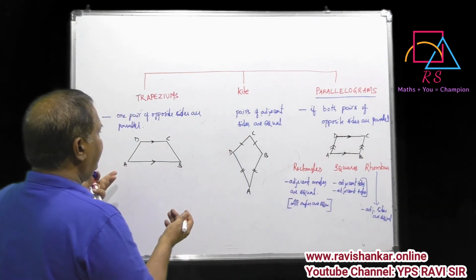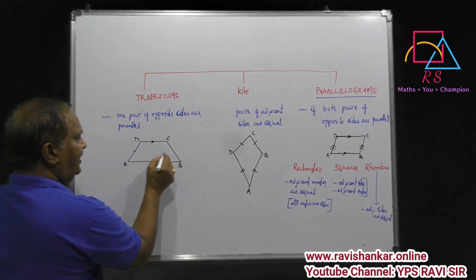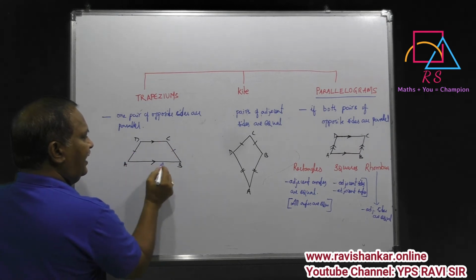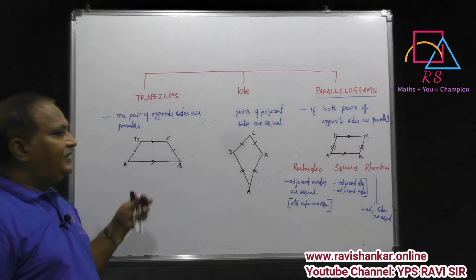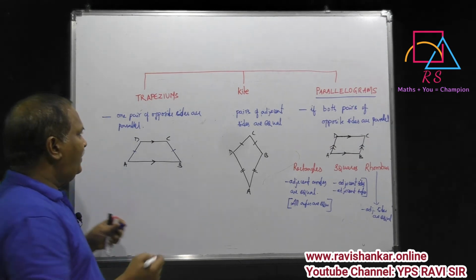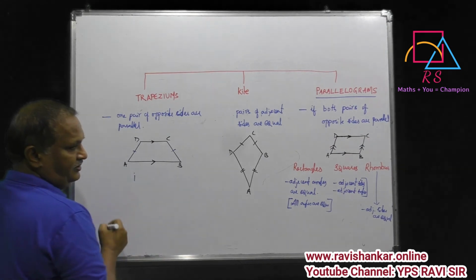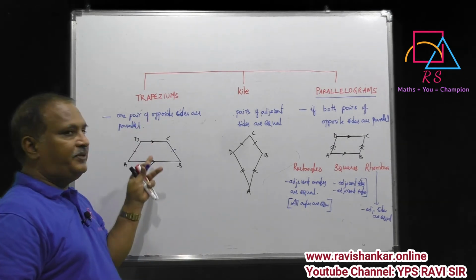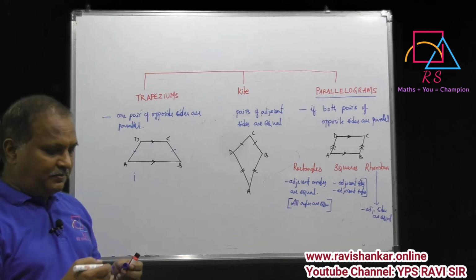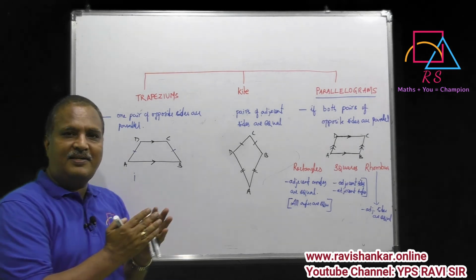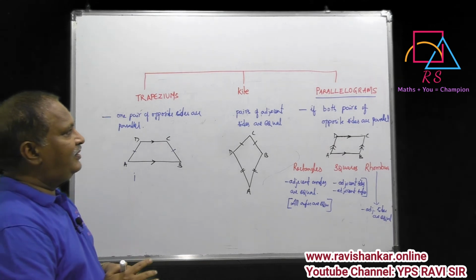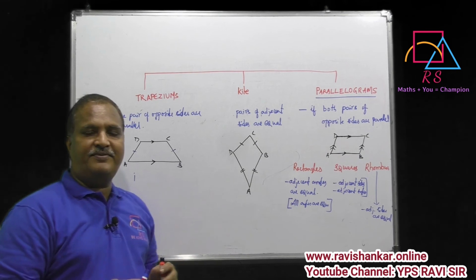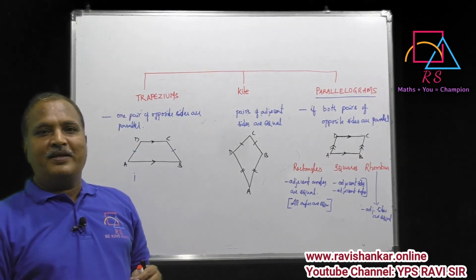Here one more thing is there. If non-parallel sides are equal, that means if AB is equal to BC, these are non-parallel sides, and AB and CD are parallel sides. If non-parallel sides are equal, we can call it an isosceles trapezium. This is not of that much interest, but you can have one more type of trapezium, the isosceles trapezium. So these are the different types of quadrilaterals.